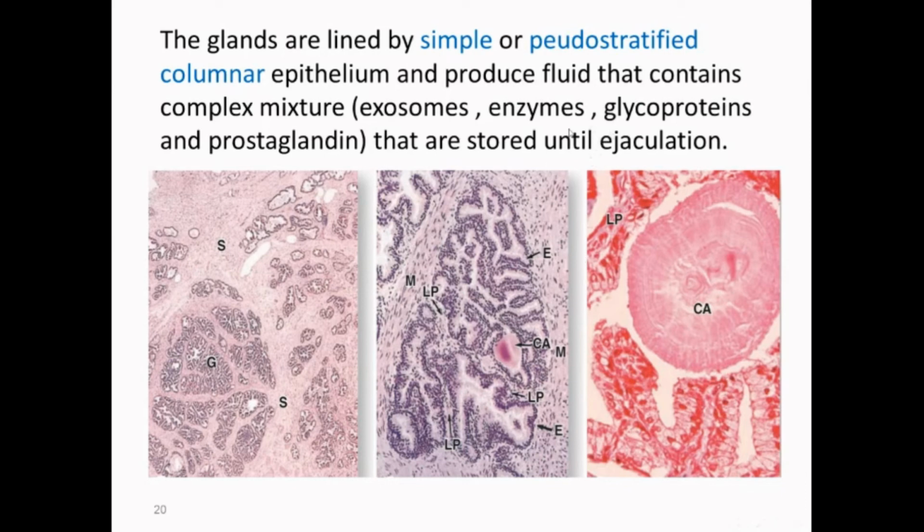One of the features of the gland content in the normal prostate gland is called the corpora amylacea. This is at low magnification and this is at high magnification. They are produced by the glands within the lumen of the glands and appear as small spherical secretions that could be partially calcified.